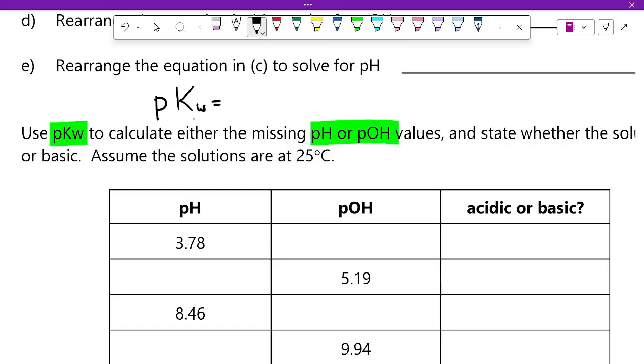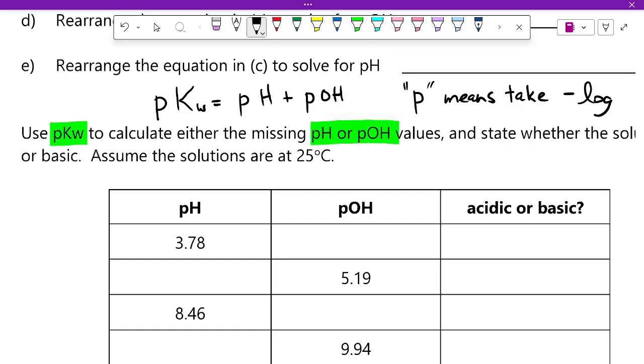pKw is equal to pH plus pOH. What does P stand for? P means to do what? Actually, that's a better way of asking it. When we see a P, what do we do with a number? P means take the negative log.